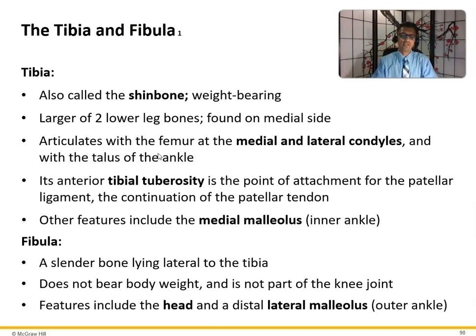Tibia, also called the shin bone, weight-bearing, larger of the 2 leg bones, articulates with the femur at the medial and lateral condyles. Its anterior tibial tuberosity is the point of attachment for the patellar ligament. Sometimes boys grow too fast during puberty, and they might get a larger bump, and we call that Osgood-Schlatter's. You just grew too fast. Eventually, around 16 to 18, everything catches up, and that pain should subside.